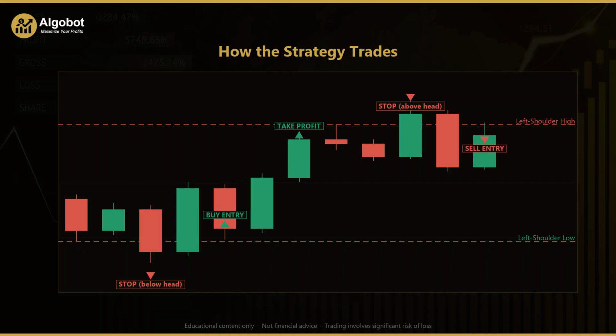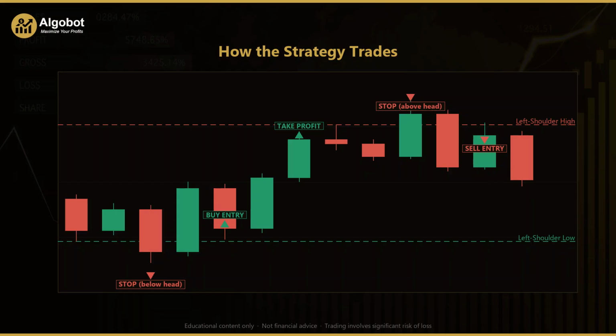Watch what happens next. Price drops sharply and closes below the low between the shoulder and the head. That downward close is the bearish break of structure, warning that the up move has likely failed. Again, the strategy stays patient. Price drifts back up, retraces to the red shoulder line, tags it within tolerance, and closes back below it. That is where the sell entry marker appears.